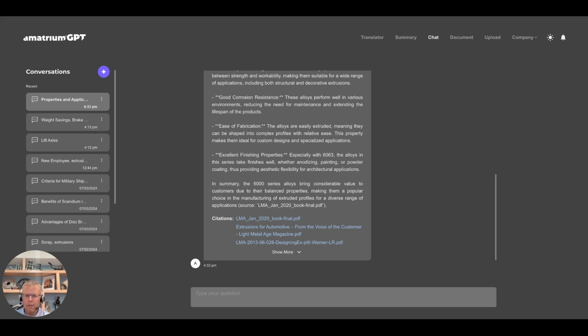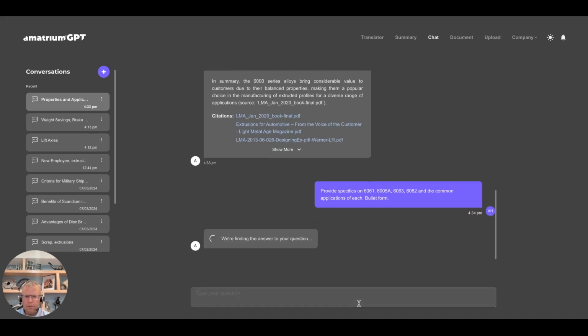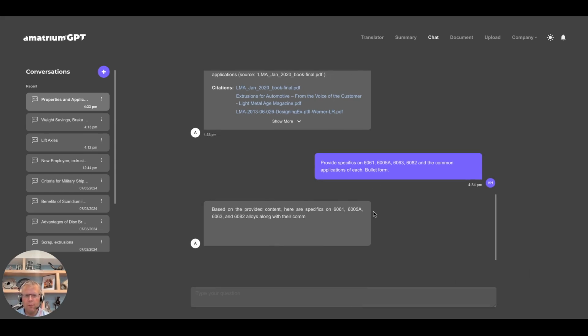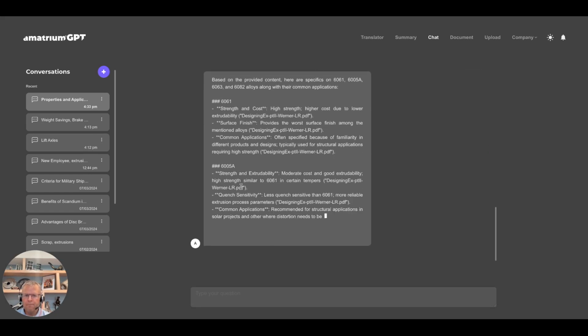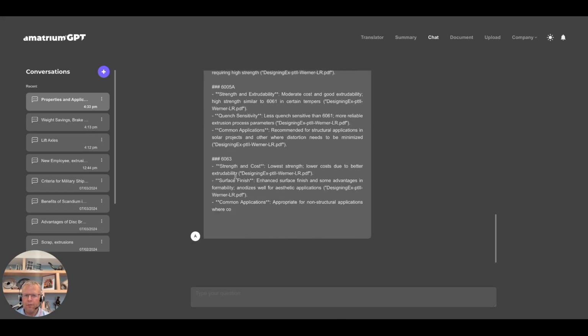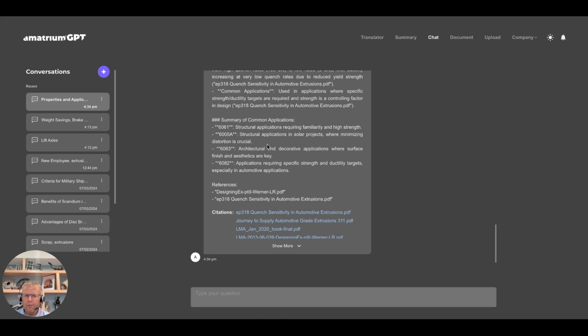So that might be a question about just overall what materials, but there's also a deeper dive into your product in this space, so let's look at those alloys closer. Let's do a deeper dive and provide some specifics on 6061 and 6005A. And so here it is providing strengths and common applications of each specific alloy. Again, this information is supported by the citations within this engineering library.